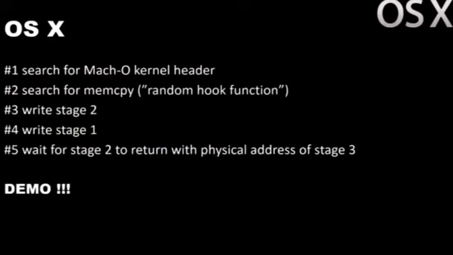In OS X, we'll first search by using DMA. We will search for the Mach-O kernel header. Mach-O is the binary format for binaries on Mac, including the kernel. Then we search for a randomized function to hook. I think I hooked memcpy in this example. Then we write the stage 2 code into the memory of the target computer. Then we write the stage 1 code. We wait for stage 2 code to return with the physical address of the stage 3 code. We write the stage 3 code, and then it's demo time.